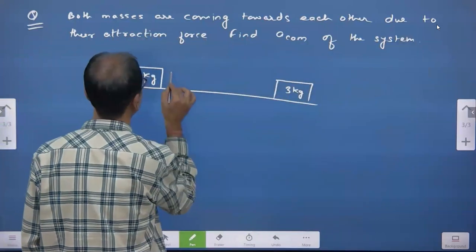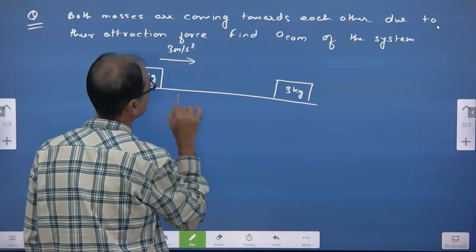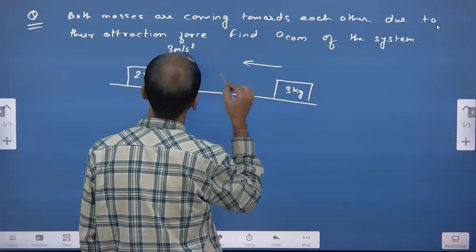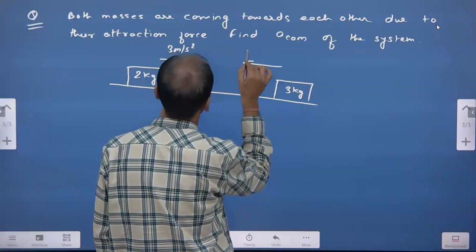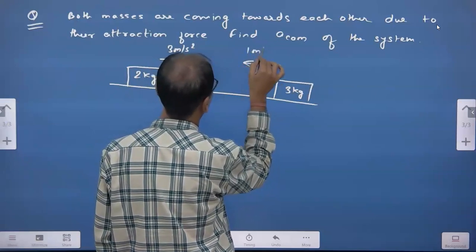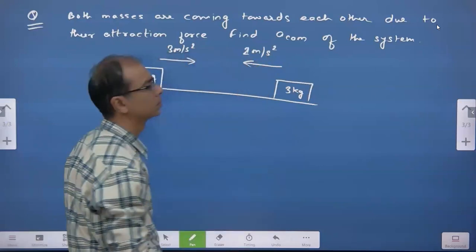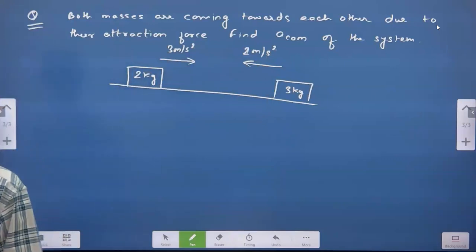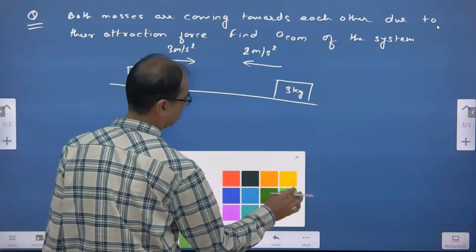Okay. Let's assume this is going with 3 meters per second square. And this is coming due to something like, what shall I say, 4 or 1 meter per second square. 2 meters per second square. What is the acceleration of the center of mass? What will you give me the answer? Note the question first.